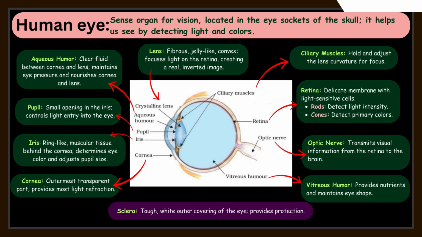The far point of a normal human eye is at infinity, which means we can see very far objects clearly. The near point is the minimum distance at which we can see clearly without strain, and for a normal eye, it is about 25 centimeters.